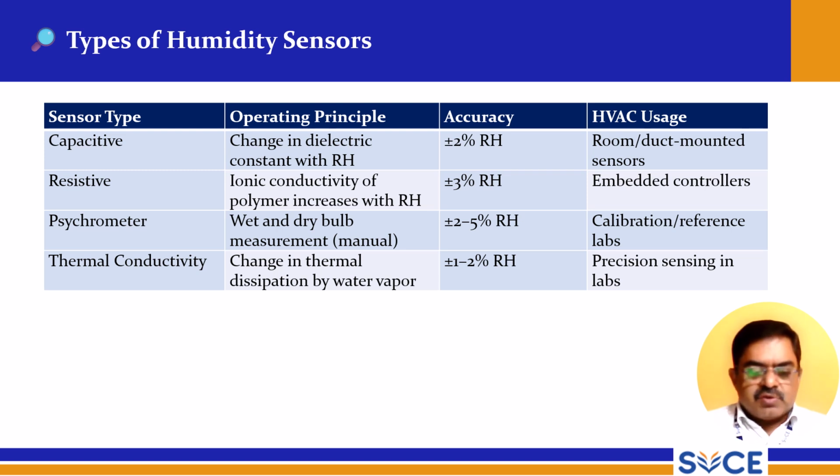Resistive type: the ionic conductivity of a polymer increases with RH. Accuracy is plus or minus 3 percent of RH. It is used in embedded controllers. And the psychrometer uses wet and dry bulb measurement. It is done manually. It ranges from plus or minus 2 to 5 percent of RH, and it is used in calibration reference labs. And the thermal conductivity type measures the change in thermal dissipation by water vapor. It is plus or minus 1 to 2 percent of RH, used in precision sensing labs.